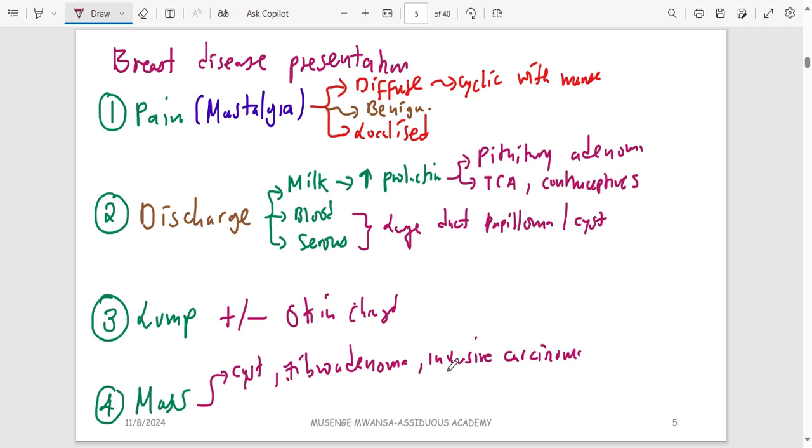So when it comes again to masses, of course, you can palpate them. Most of those which are benign are going to be common before menarche, before you stop the menses. Most of the masses that you are going to see are benign, they are not cancerous.